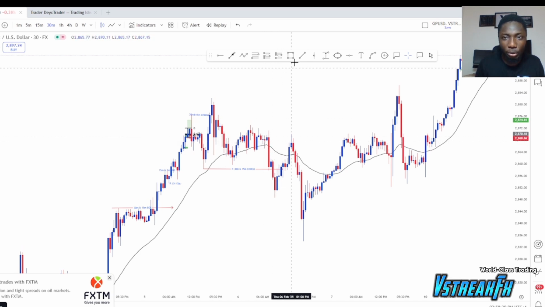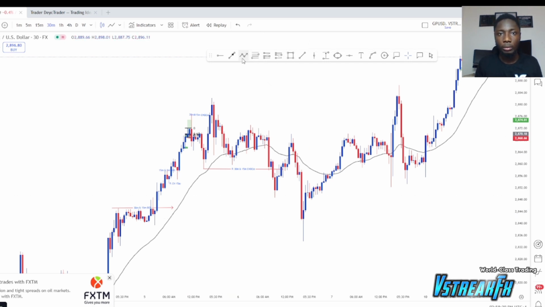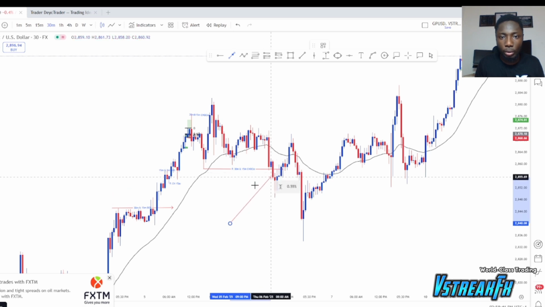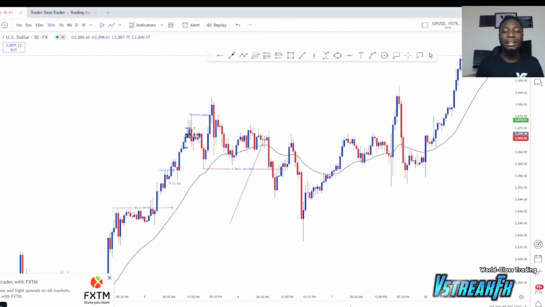This now is a doji. Let me point it out. This is also a doji. This is a doji here. There was one I saw here. This is also a doji. So this candlestick pattern shows that buyers and sellers are not agreeing.